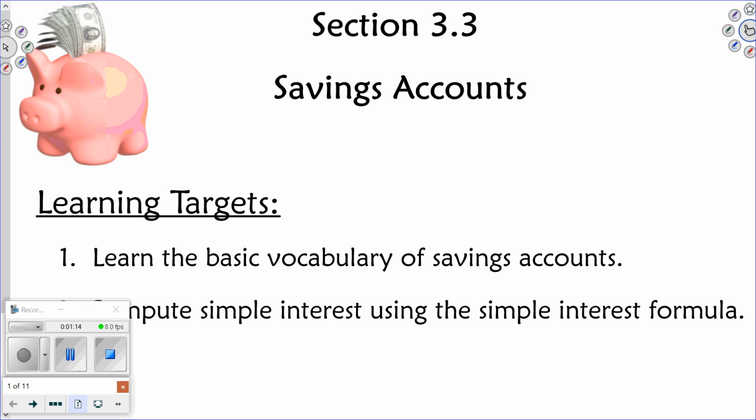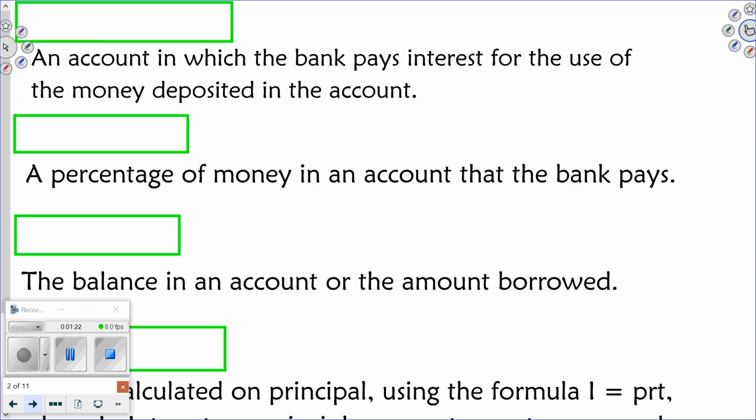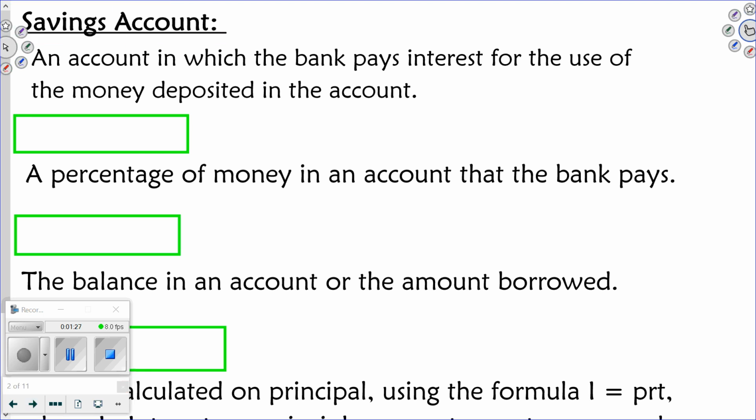All right, guys. So for today, though, we're talking about different types of savings accounts that earn simple interest. Today's big thing is simple interest, okay? It's only one formula today. It's the easiest of all formulas. So some vocab first, because we have so much vocab in here. First one is a savings account: an account in which the bank pays interest for the use of your money that you deposit in your account.